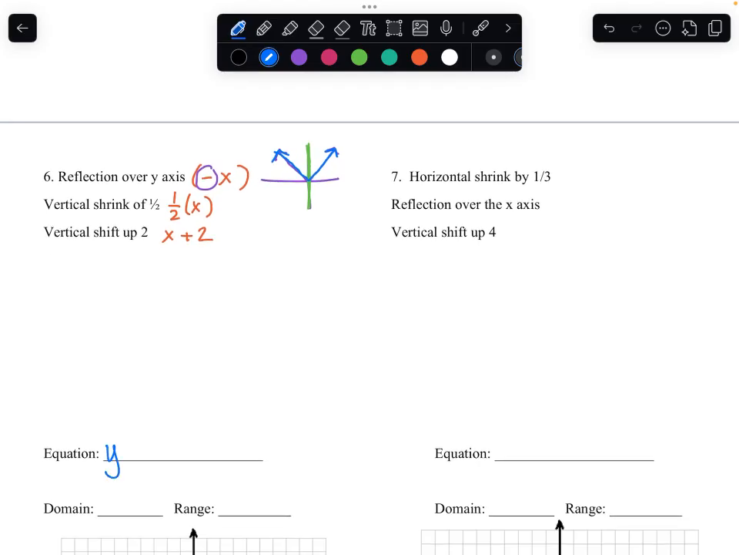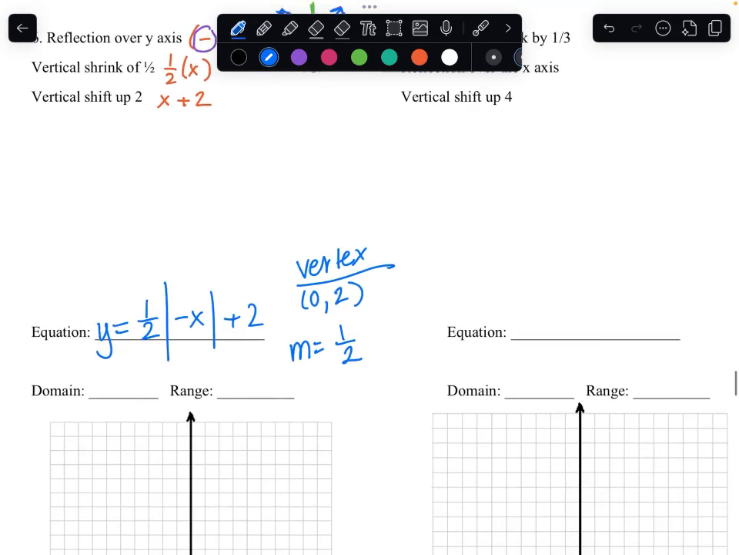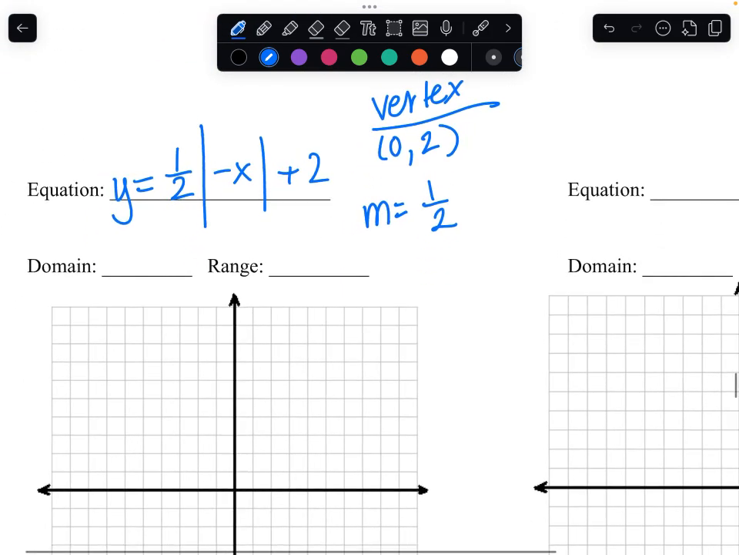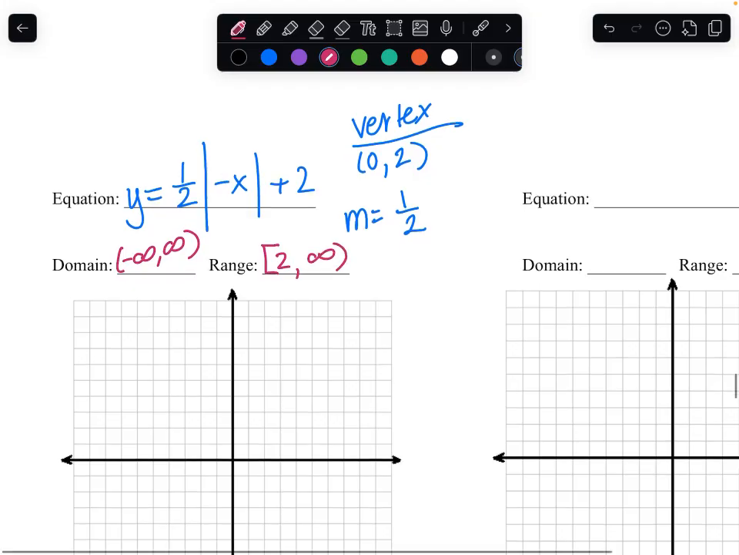We can still write our equation, y equals 1/2 absolute value of negative x plus 2, and our vertex is going to be 0, 2, but our slope is just 1/2 because that reflection over the y-axis doesn't do anything. So our domain is negative infinity to infinity, and our range, because we don't have a reflection over the x-axis, is going to be bracket 2 to infinity. Let's see if that's true.